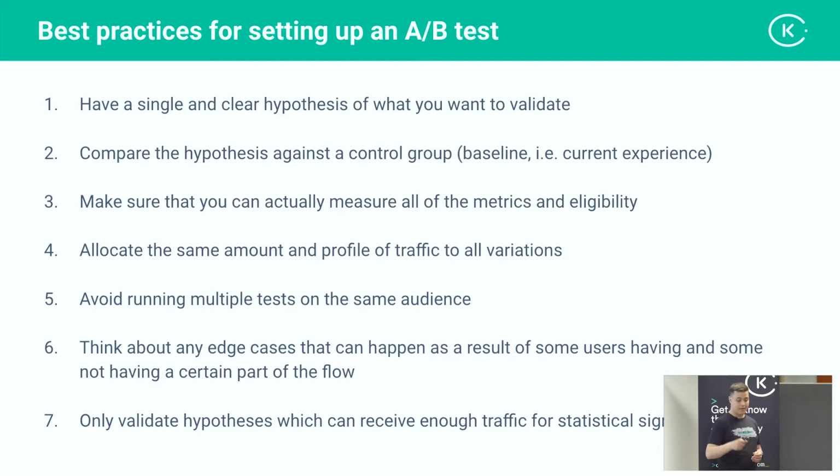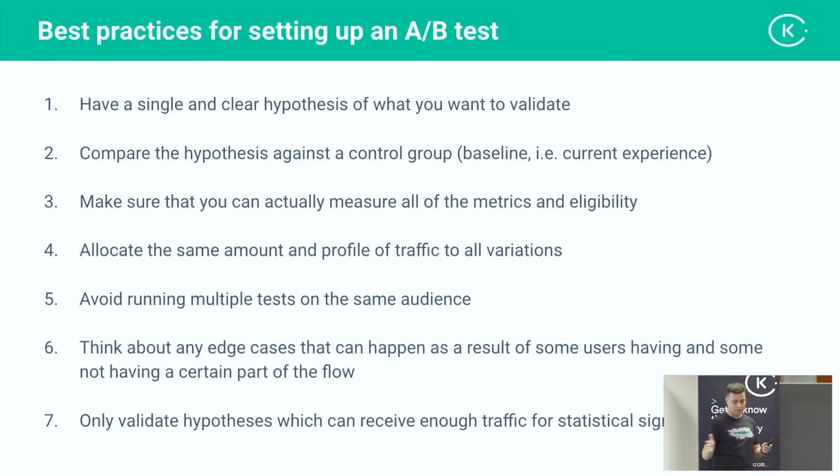Fourth one, allocate the same amount and profile of traffic to all of the variations. This is really important. So if you're running, let's say, this last A/B test, you don't want to distribute 20% of the users to the control group and 80% of the users to the treatment group, because then you're comparing apples and oranges. It's not even just about the absolute figures. It's whichever group you take.